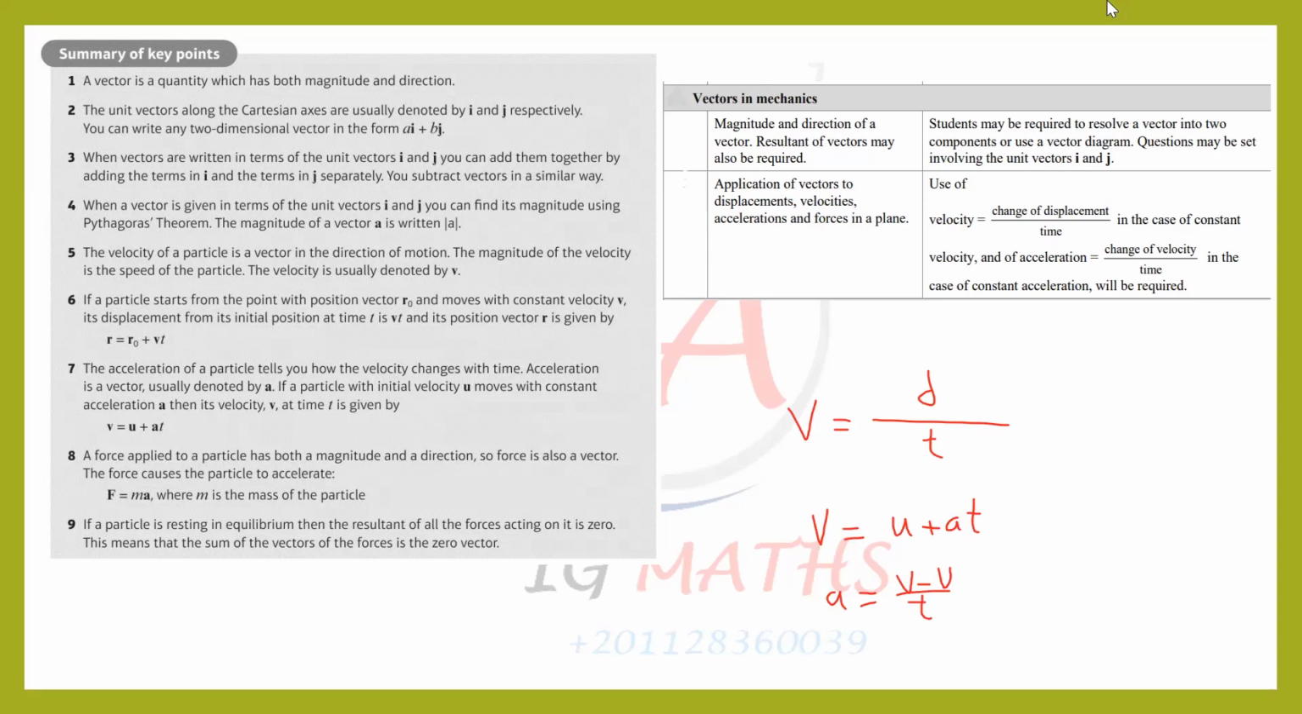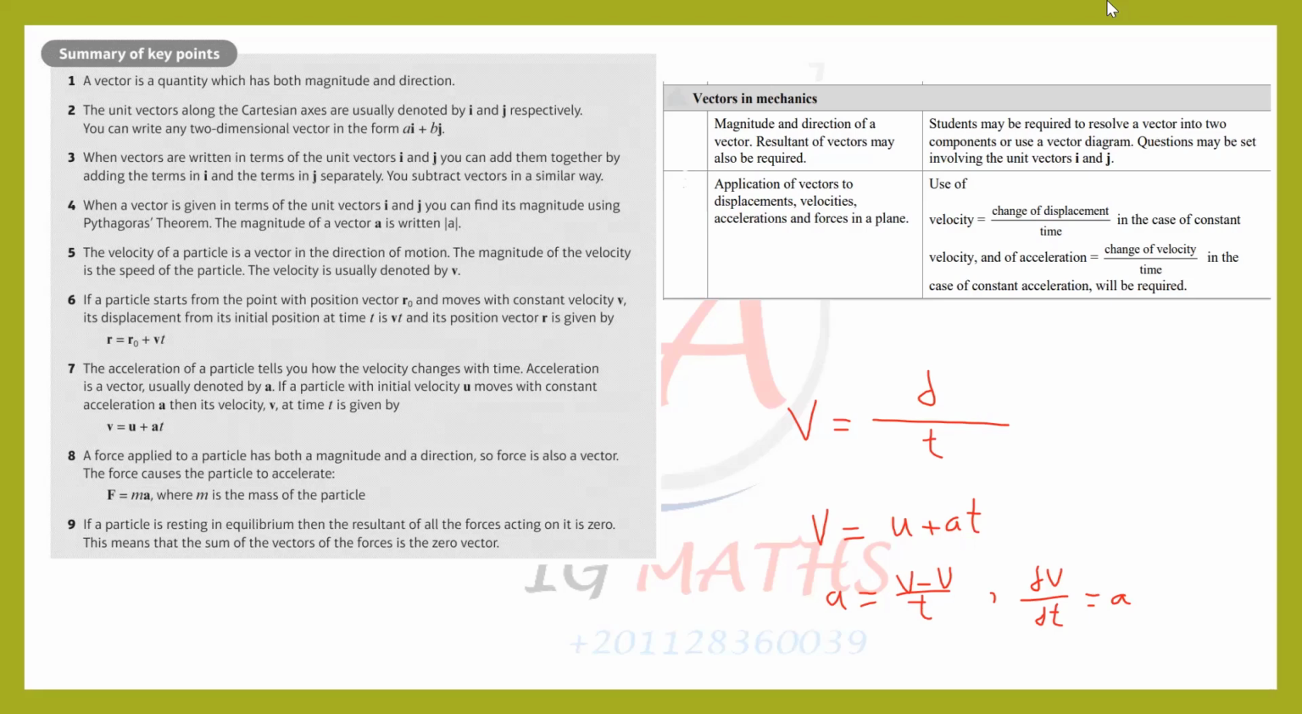Or acceleration can be found by differentiation. You can differentiate v with respect to t, and it gives you the acceleration as well. But according to what's given in the question, you can work with the appropriate method to find the answer.